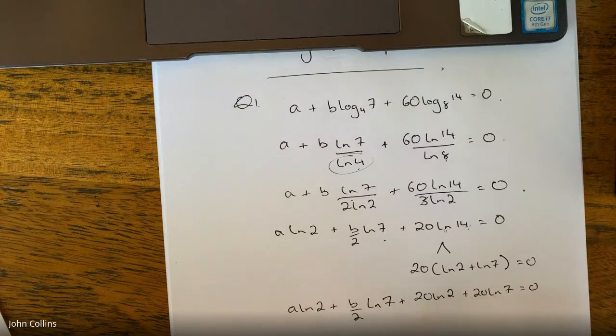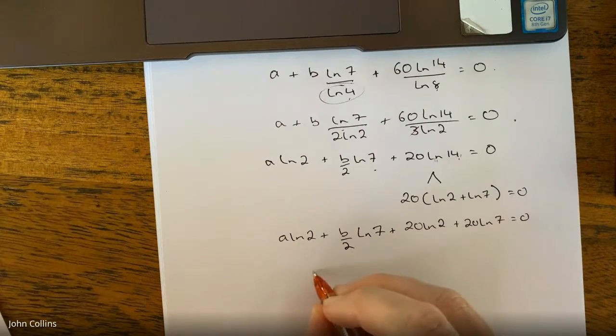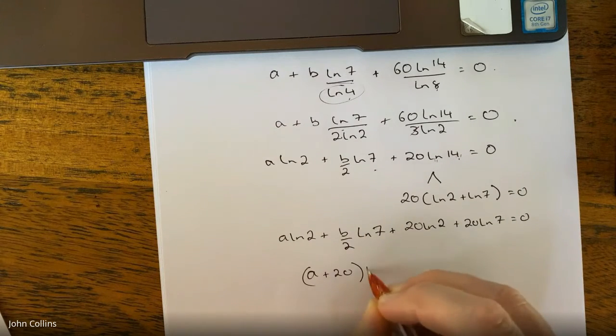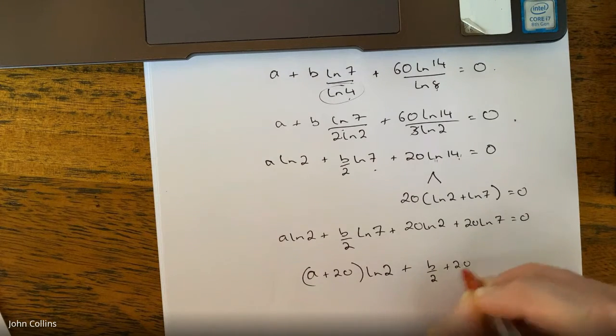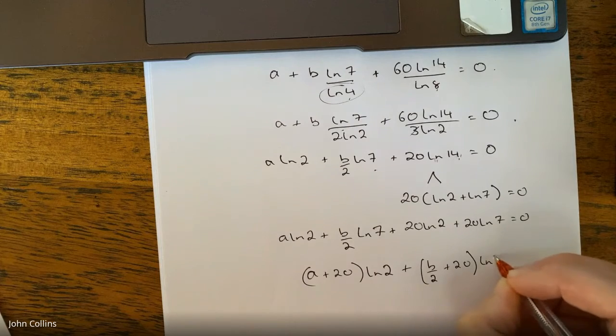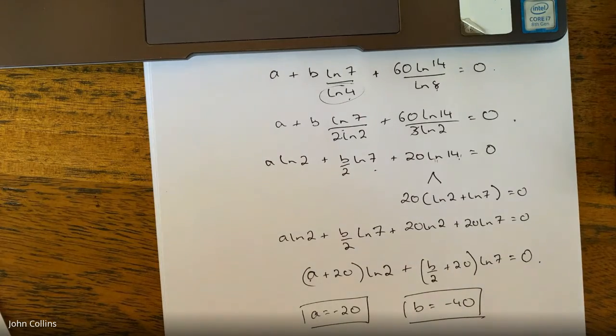Oh, and then you can just equate the things in front. Yeah, so I'm going to factorize out a plus 20 out of ln 2, and b over 2 plus 20 out of ln 7. And then if that equals 0, well, a would have to be negative 20, wouldn't it, for this all to work out? And b then would have to be negative 40 for all that to equal 0.